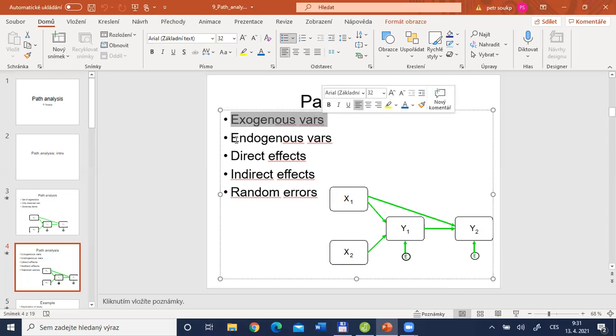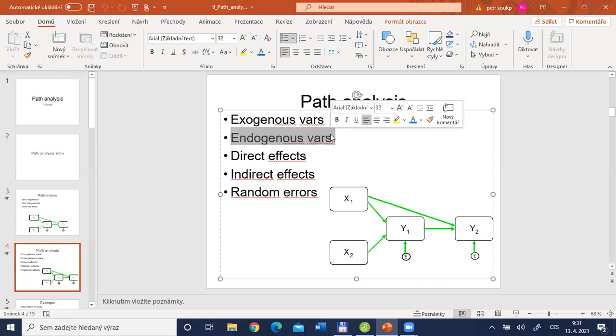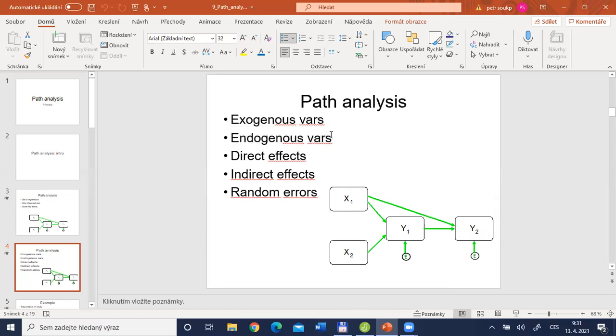And endogenous variables, it is quite easy to guess, are just the rest of the variables. It means variables that are explained by my model, and at least one single-headed arrow is going into this variable. So y1 and y2 are two endogenous variables.